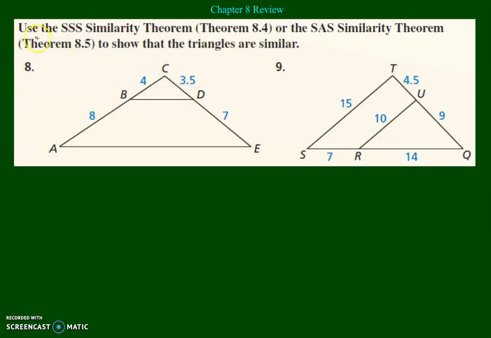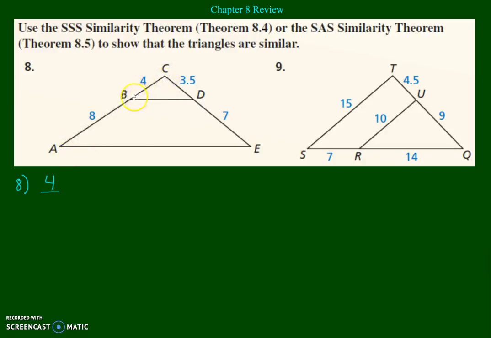In these two problems, we are to use the side-side-side similarity theorem or the side-angle-side similarity theorem to show that the triangles are similar. So for number 8, we're going to use side-angle-side because we have two sides and an included angle. So what we need to do is find the ratio of these corresponding side lengths, and they need to be proportional. So first we have 4 is to, so this side is to the entire side length.